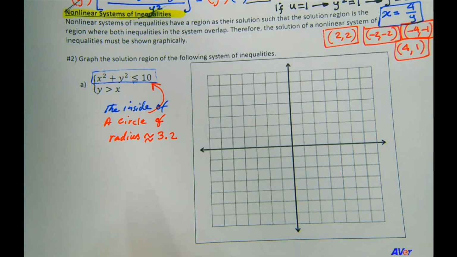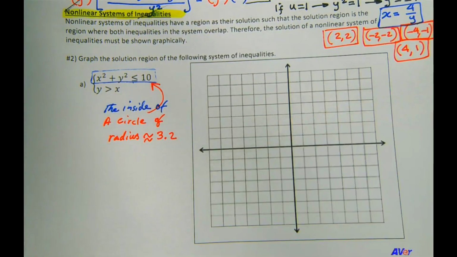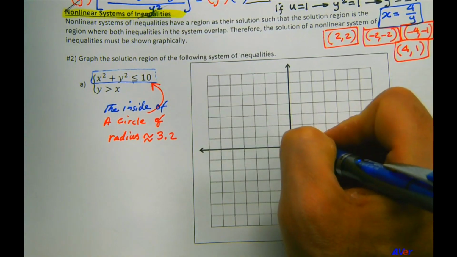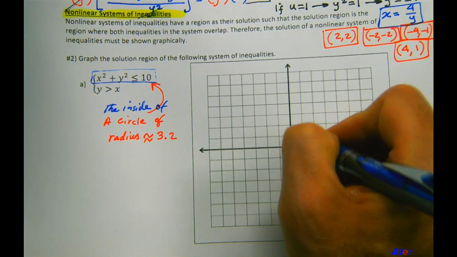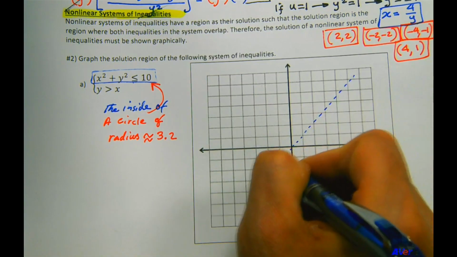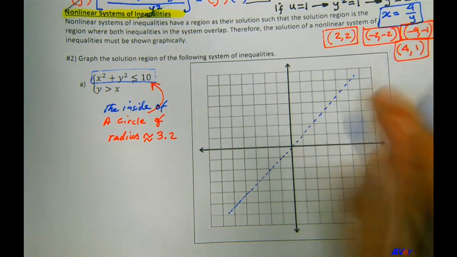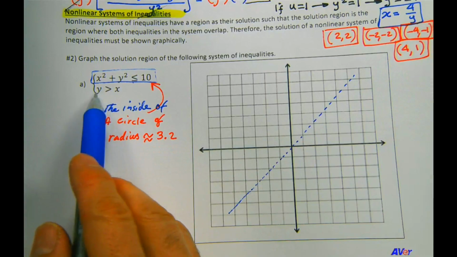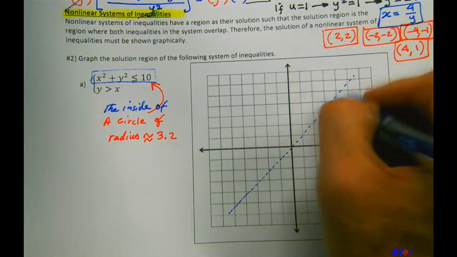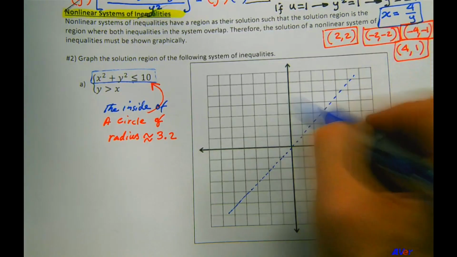So y equals x is the line that goes through the origin. I'm going to put a dashed line here, like that. That's roughly the equation of y equals x, but this is y greater than x, so it'll be that way. It will be this side of the line.